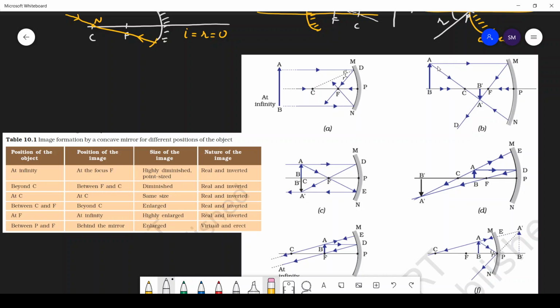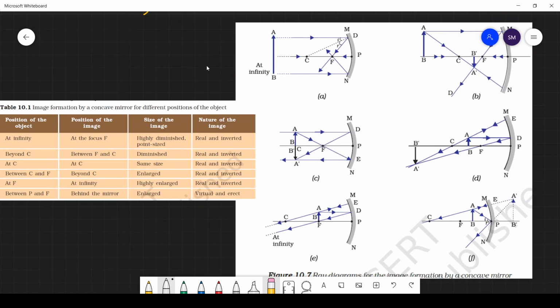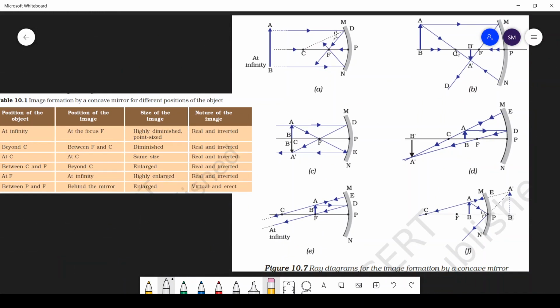Okay, now what about this? Now I am bringing this object near to the mirror. This is what I am going to do. Now I am bringing it not at infinite distance but at a finite distance, which is beyond C. So see, beyond C.